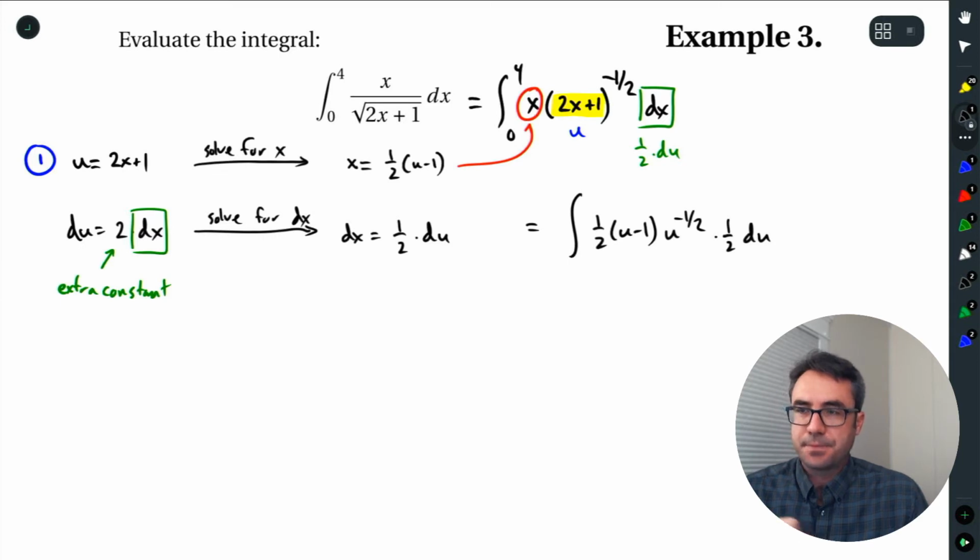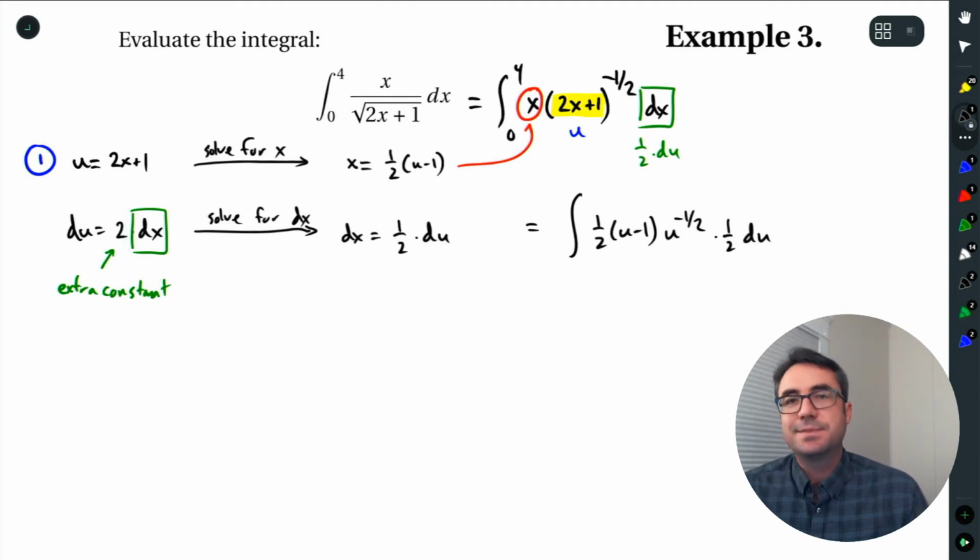All right, so there's our integral. We've switched over all the parts of our function here. And now we want to decide what we are going to do with our limits of integration. So you have two options. We can either convert them now, or we can leave them as is and then convert our antiderivative back to x later. So method 1 or method 2.